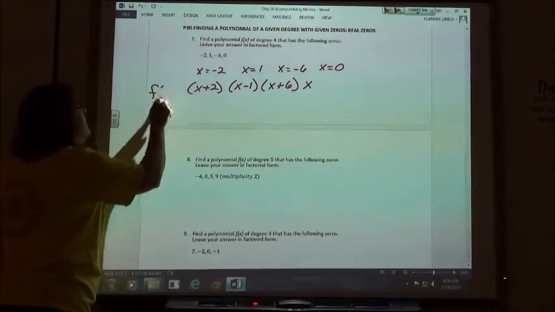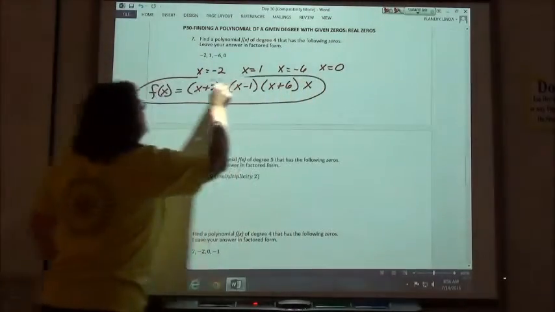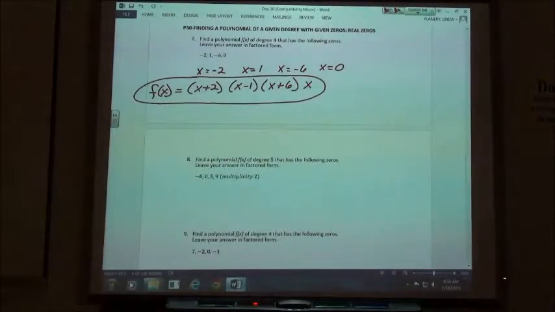So, since we're writing our equation f of x, we're just going to have f of x equals x plus 2 times x minus 1 times x plus 6 times x.